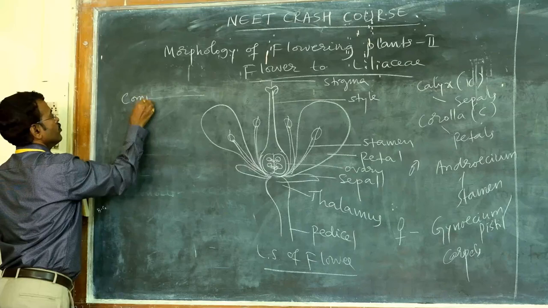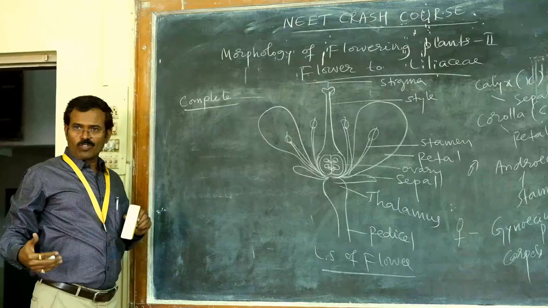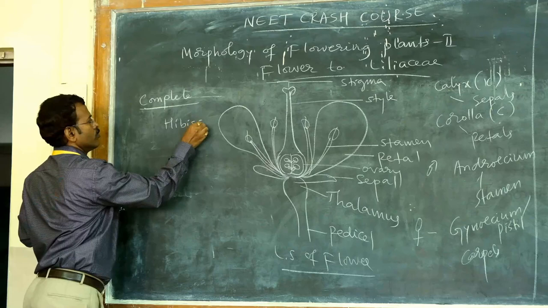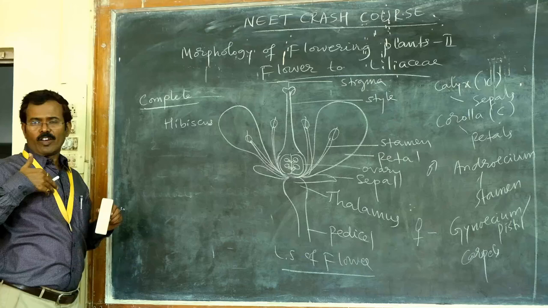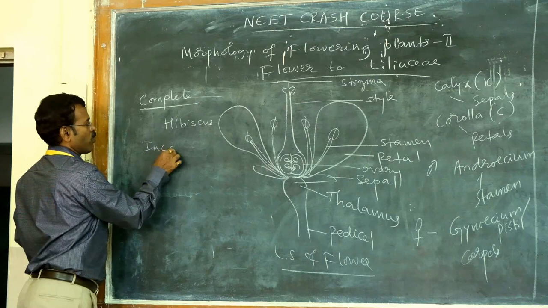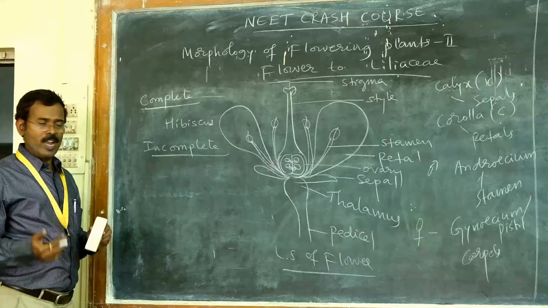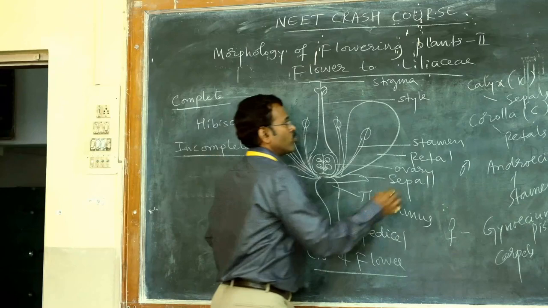When a flower has calyx, corolla, androecium and gynoecium, then that flower is called a complete flower or perfect flower. Example, hibiscus. If any one of the whorls, any reproductive whorl or accessory whorl, is absent in a flower, then it is called an incomplete flower. Examples: cucumber, maize, coconut, date palm, papaya all have incomplete flowers.